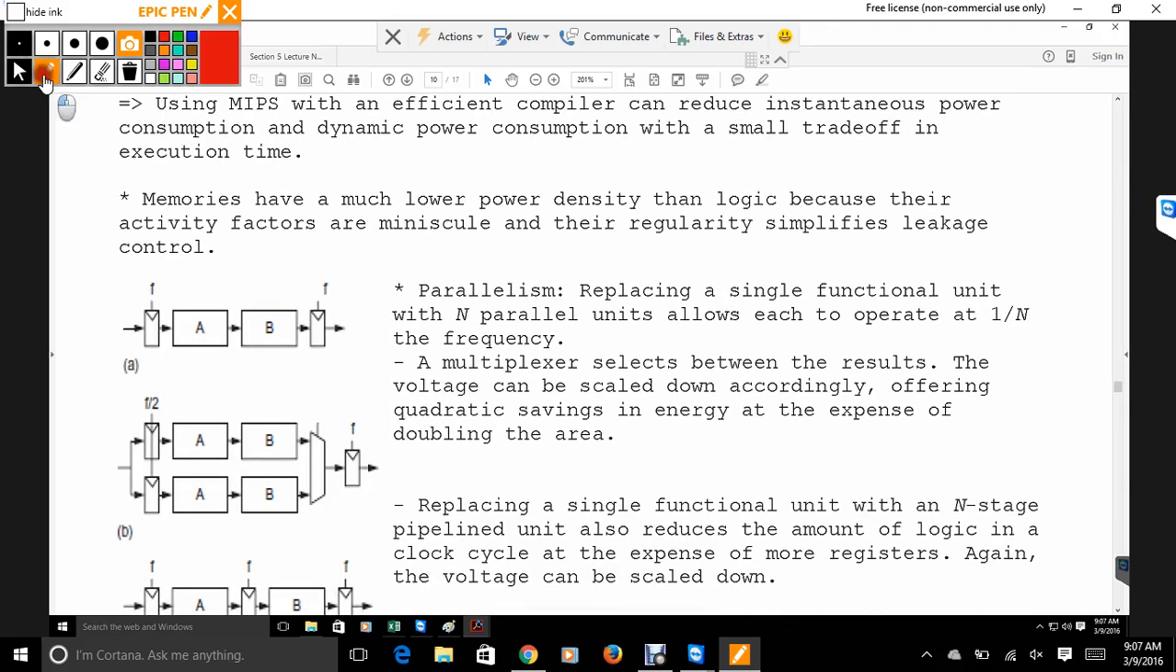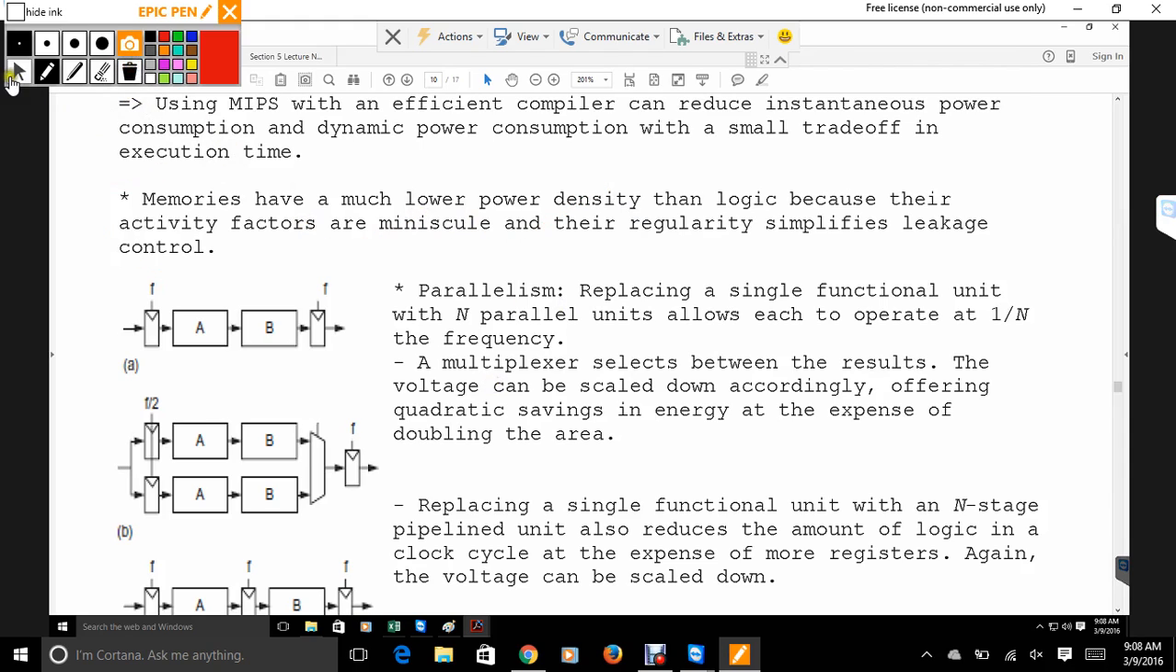So here we've gone over this. Remember, activity factors for memory are relatively minuscule because the arithmetic logic unit is going to be used almost every single cycle, whereas with memory, we don't want to be using that unless we're doing some sort of load and store operation. So that's another reason why we want to reduce the loads and stores in a data path.